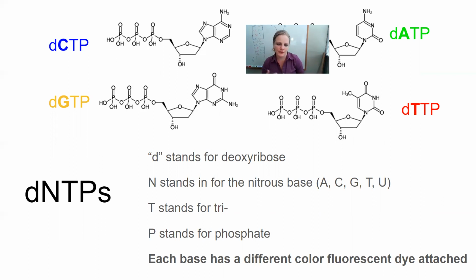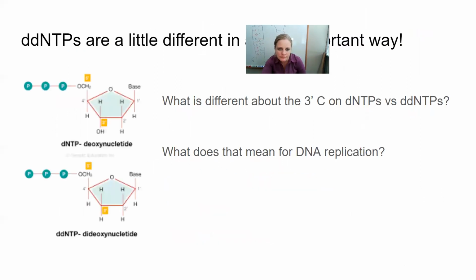P stands for phosphate. So that's what the dNTP is: deoxy, N as the variable name for our nitrogenous bases, T for tri, P for phosphate. And then in Sanger sequencing, each of these bases has a little fluorescent dye attached to it that's unique to each of the bases. So when we shoot a laser at it, we can tell what base it is by the color that it lights up as. So we also need to add ddNTPs.